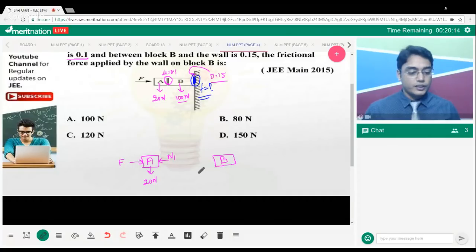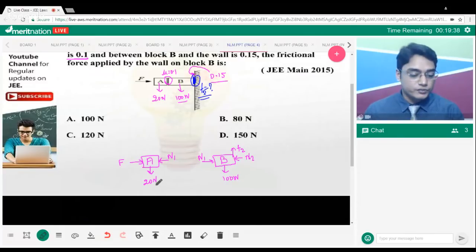See this. N1 is the contact force between A and B. Here, let's suppose this is N2, or anything, because for this question it is not necessary to obtain N1 and N2. The downward force is 100 Newton, and there will be one friction. Let's suppose this is F, or I'm just naming this as F2. I'm naming this F2 because we have to obtain the value of F2.